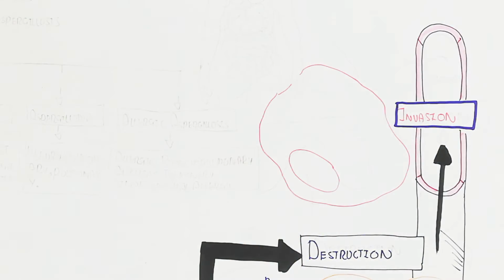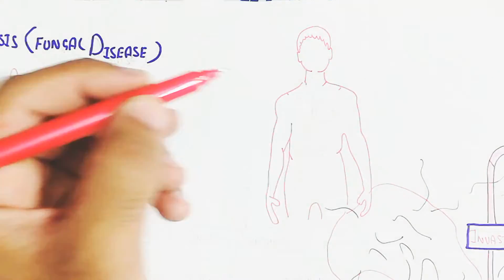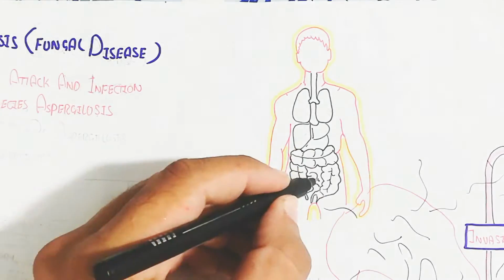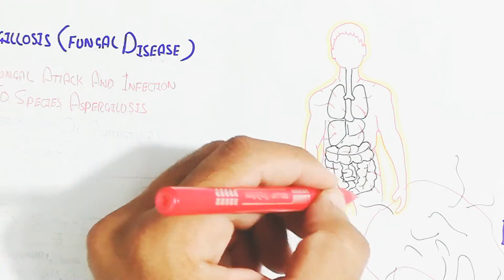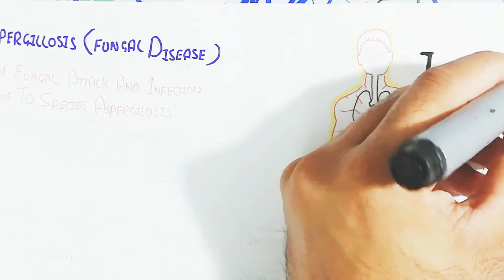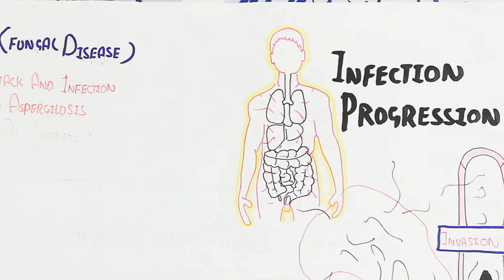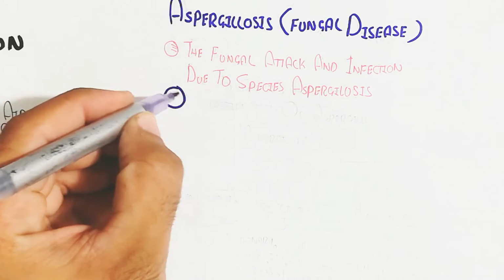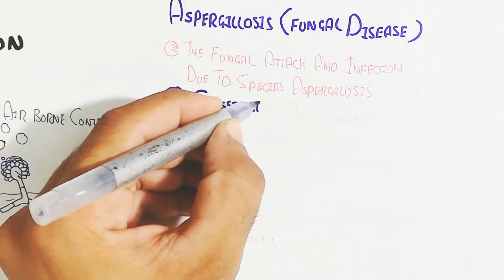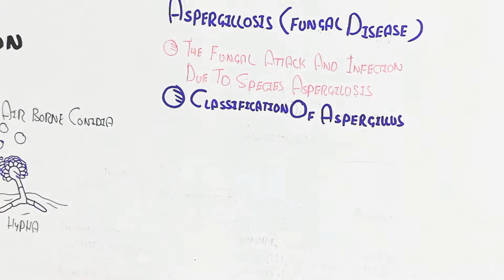The pulmonary epithelium will degrade, leading to invasion into the blood circulatory system, which will cause different tissue infections, for example in the lungs, liver, stomach, large intestine, small intestine, every type, and for example the brain also. So let's begin to understand the classification of Aspergillus.